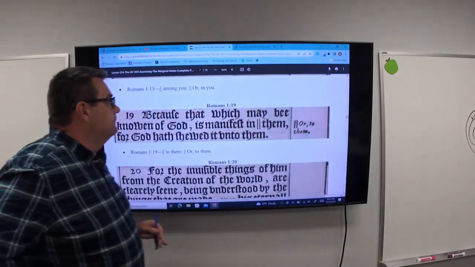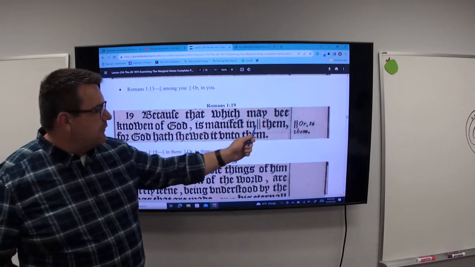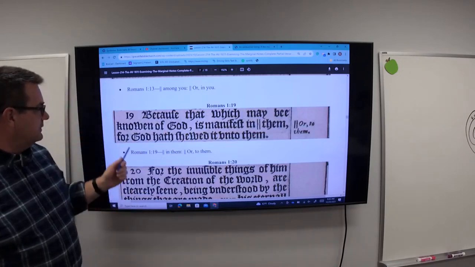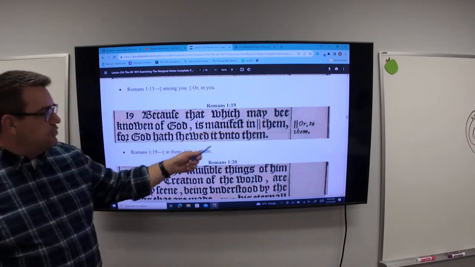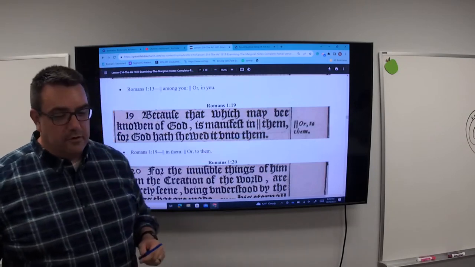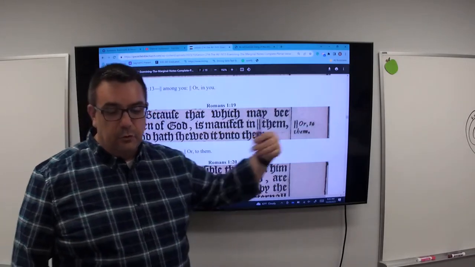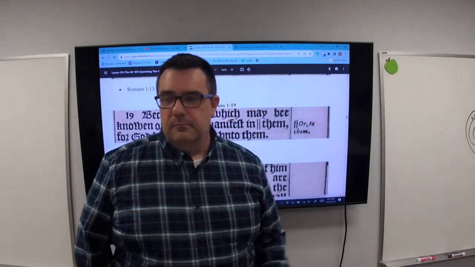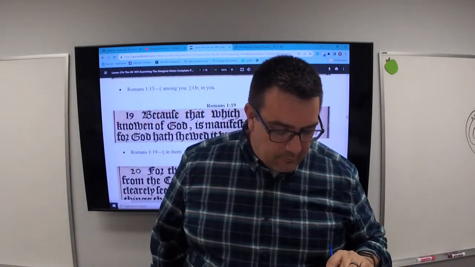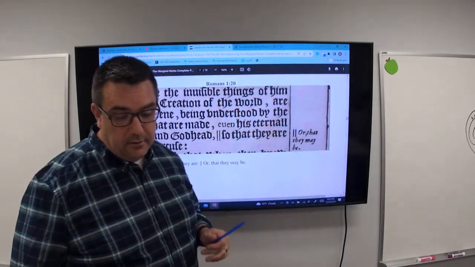Verse 19, okay? Because that which may be known of God is manifest in them, double vertical lines at them, for God hath showed it unto them. So, in them is where we have the double vertical lines in the text. You come over to the margin, double vertical lines, or to them. So, again, not really much of a difference there, but an alternative rendering nonetheless.